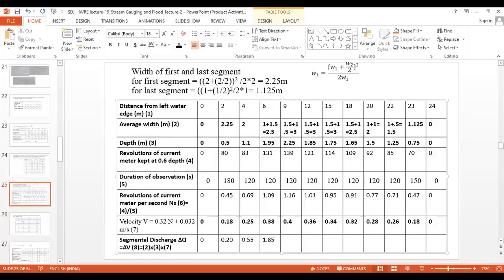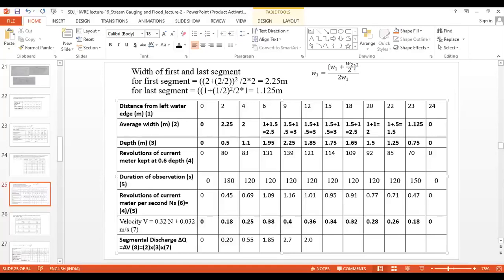The next average width is 3 into depth as 2.2 into velocity as 0.4, that is 2.7. Next one is width as 3 into depth as 1.8 into velocity as 0.36, that is 1.998. Can we go for 2.0? 1.998 is coming, so let us take 2.0. Can we make it as 2.0? Okay, so we'll go for it as 2.0.